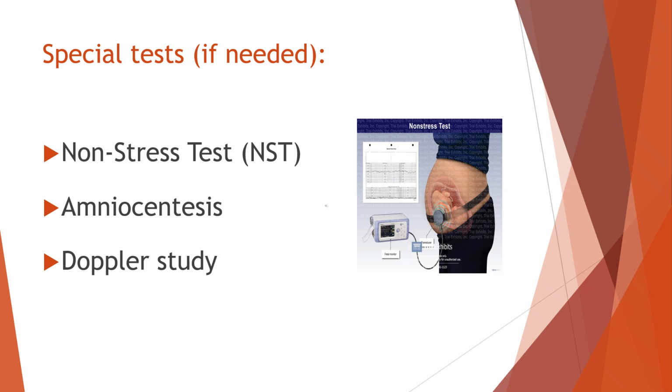Amniocentesis. In this test, a small amount of amniotic fluid, the fluid around the baby, is taken using a fine needle. It is done under ultrasound guidance to check for genetic problems or birth defects in the baby. It also helps find out the baby's lung maturity in late pregnancy, if an early delivery is planned.